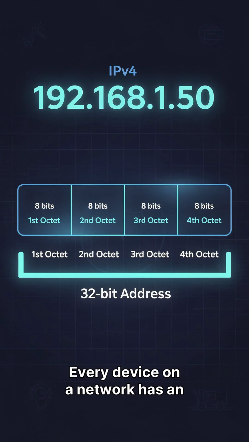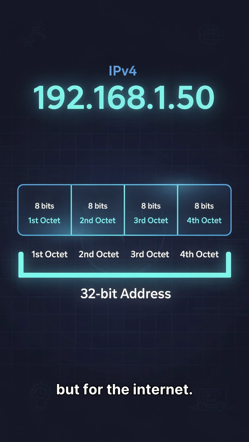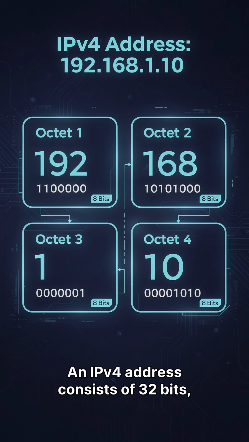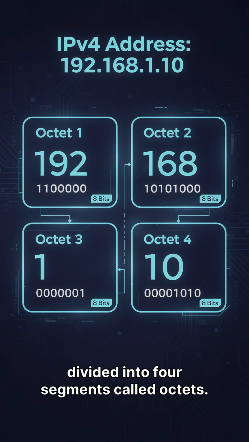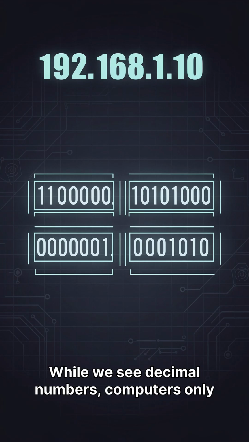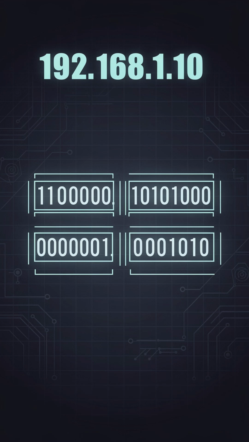Let's dive in. Every device on a network has an IP address. Think of it as a street address, but for the internet. An IPv4 address consists of 32 bits, divided into 4 segments called octets. While we see decimal numbers, computers only see ones and zeros. This binary view is the key to understanding masks.